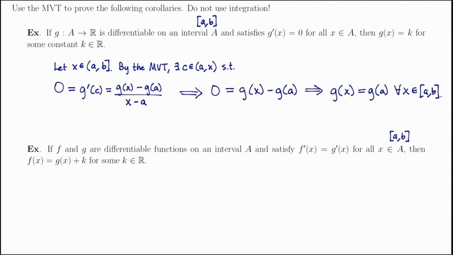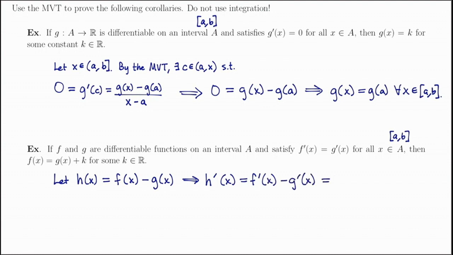Now let's look at the second one. If f and g are differentiable functions on the closed bounded interval from a to b and they have the same derivative on this interval, then f and g differ by a constant. What we're going to do here is define a new function to be the difference between f and g. So let h of x equal f of x minus g of x. But then that tells me that h prime of x is going to be f prime of x minus g prime of x, and that's going to be 0 for the entire domain. The first problem now tells me that h is a constant function, from which the result follows.